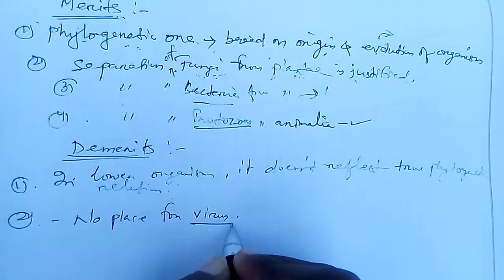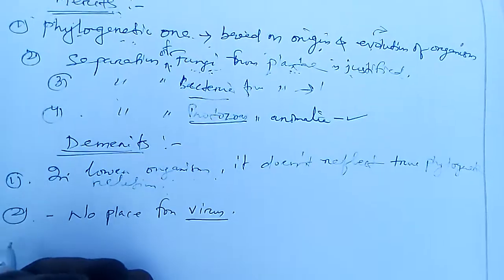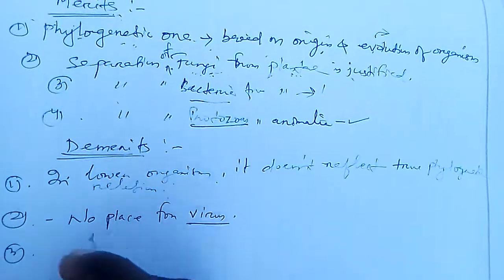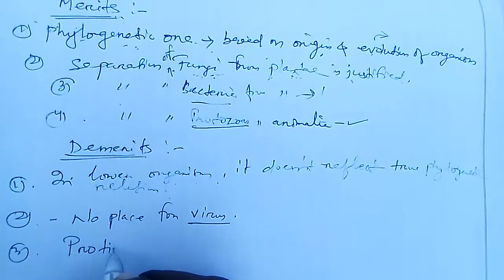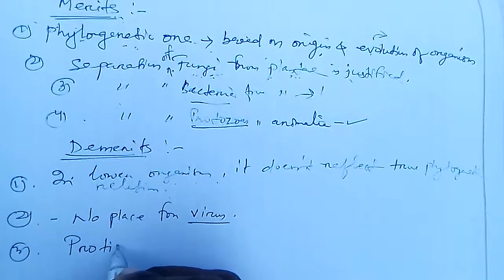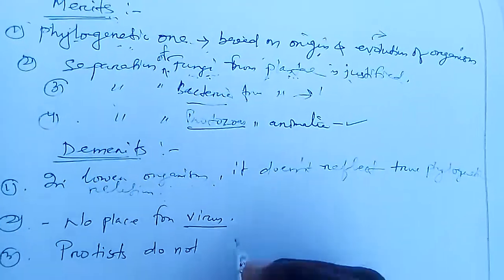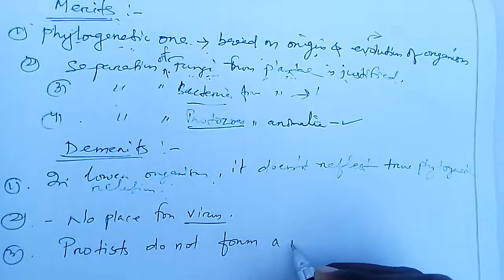Viruses are not included in the 5 kingdom classification either. So this is another demerit point. Then the third demerit point is that protists do not form a natural group. It is very interesting to know about Protista.